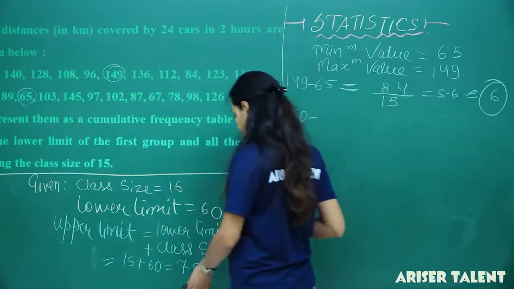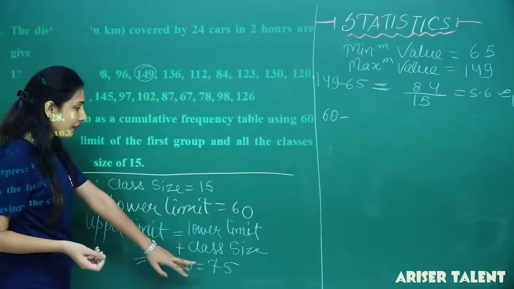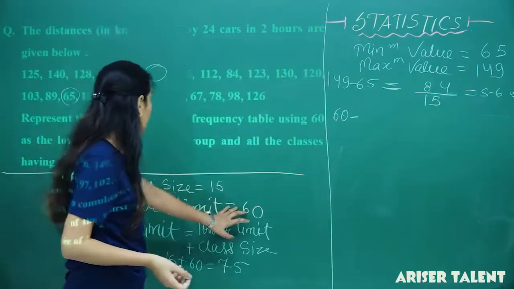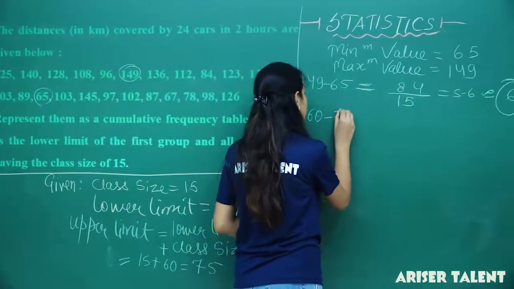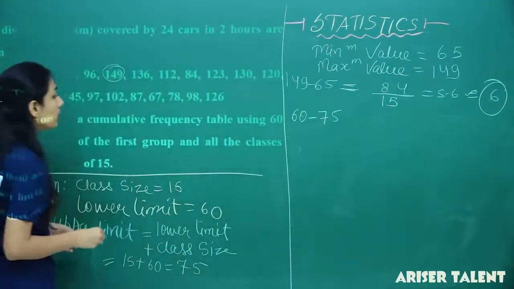Okay, so we'll draw the table. Here we have the 75 as the upper limit and the 60 as the lower limit. So first will be 60 and 75. This is class 1 we are talking about.